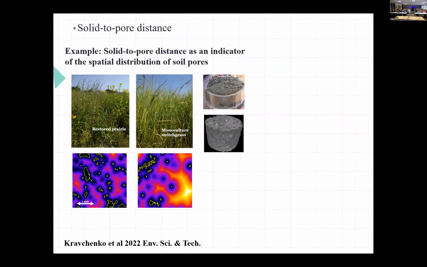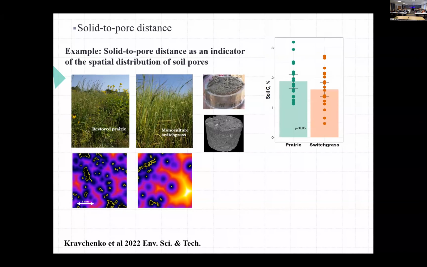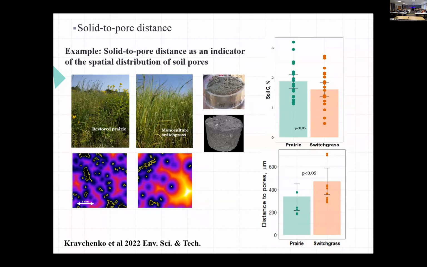And what you see here is what we typically see: that in switchgrass, the distances to those pores were bigger than in prairie. And as I told you earlier, we consistently see in these systems that soil carbon is higher in prairie than in switchgrass. So how might these two be related, those distances to pores versus soil carbon?